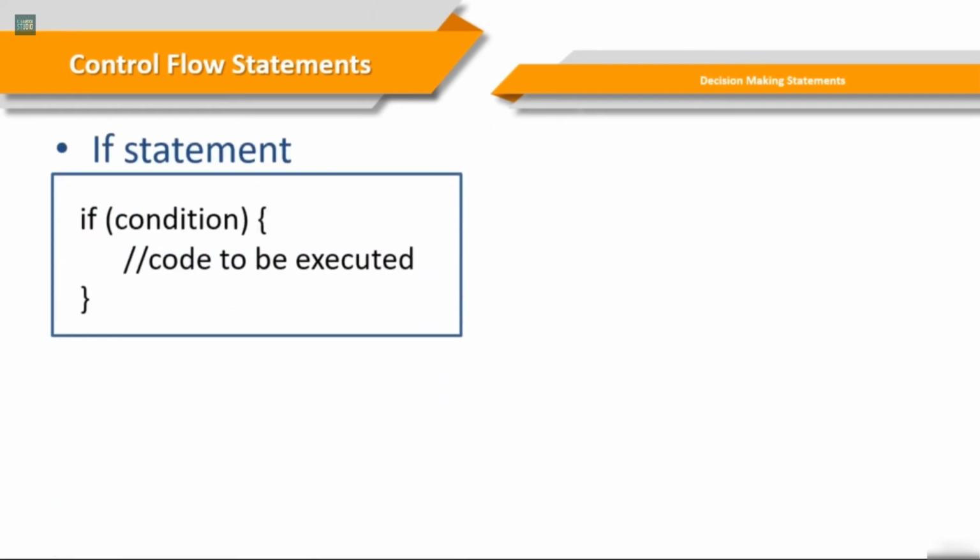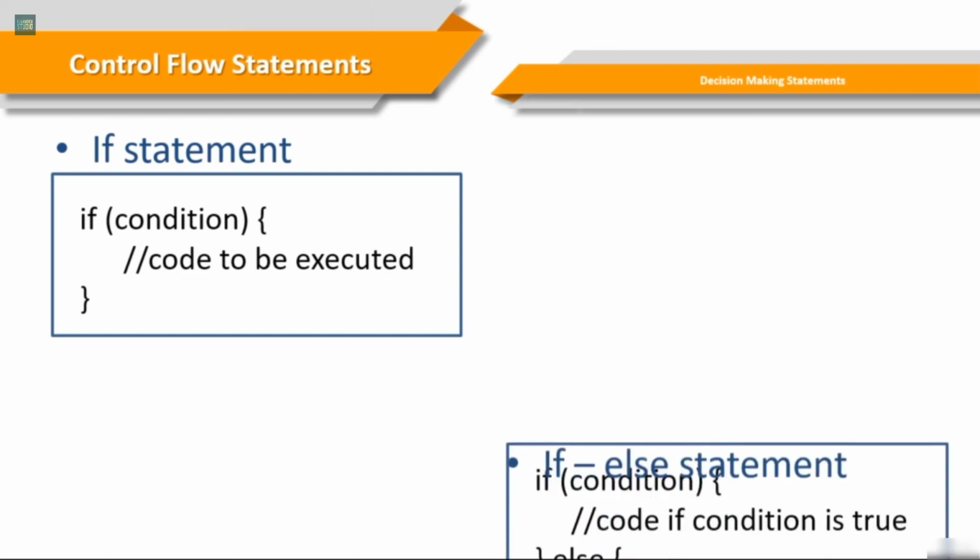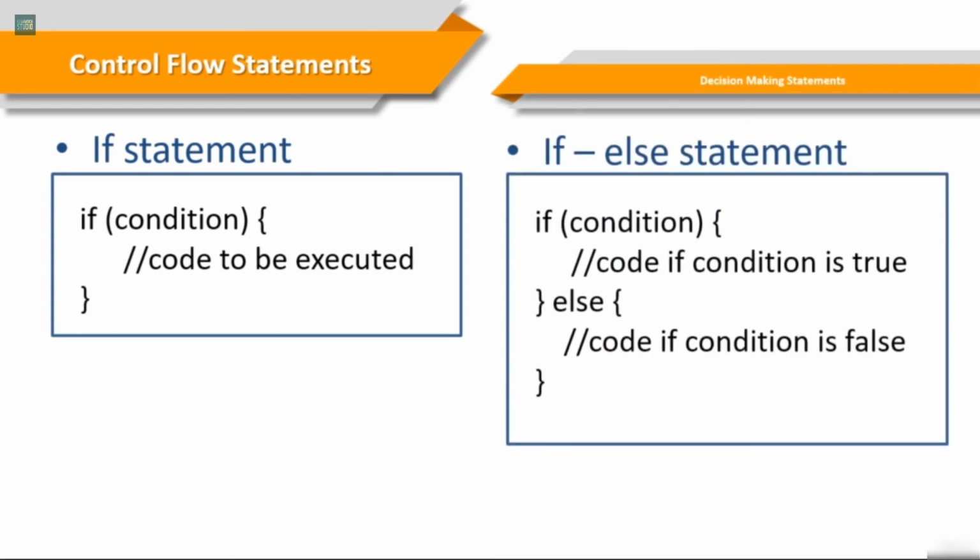All right, so first, the Kotlin if statement will test the condition. If the condition is true, it executes the if block. Secondly, the Kotlin if-else statement also tests the condition. If the condition is true, it executes the if block. Otherwise, the else block gets executed.